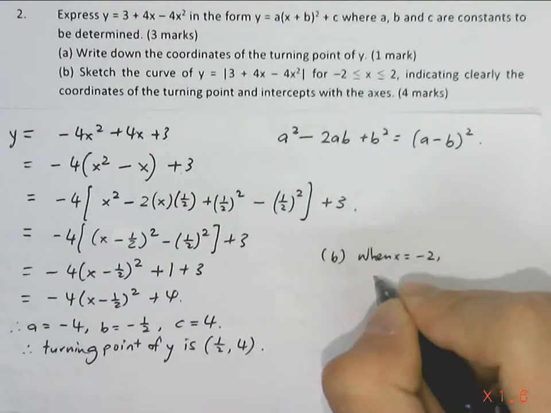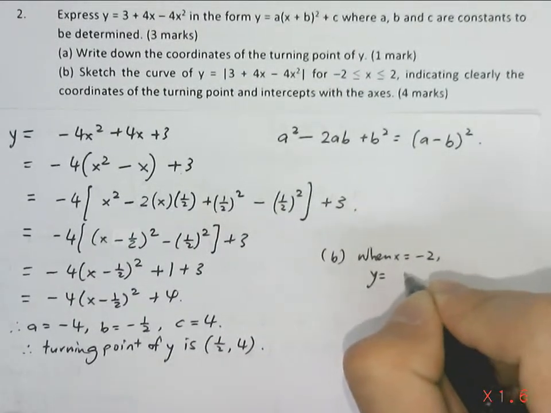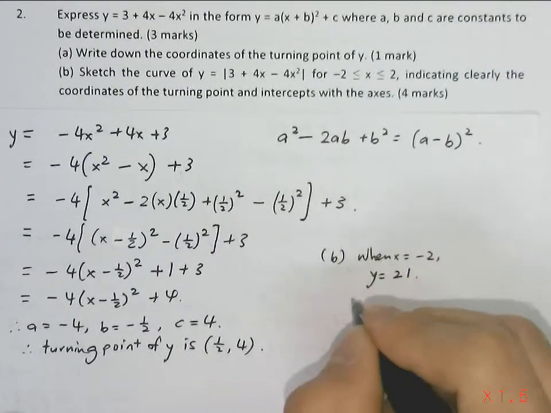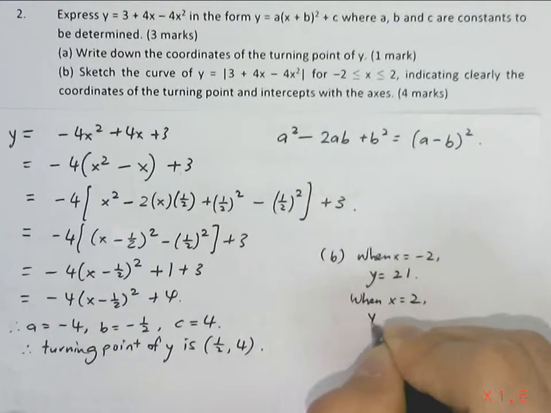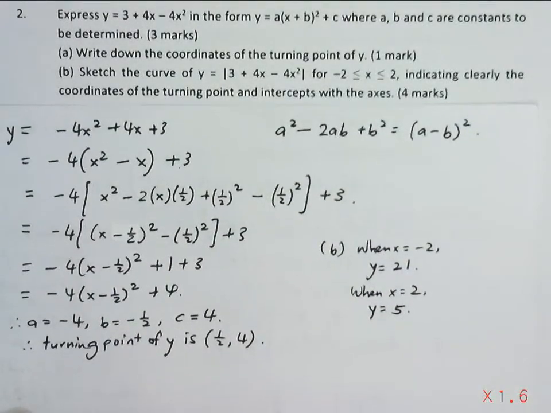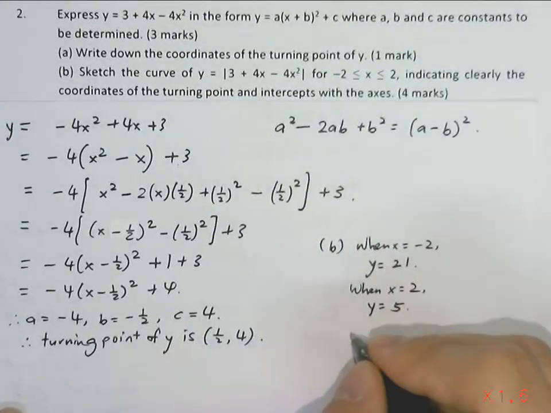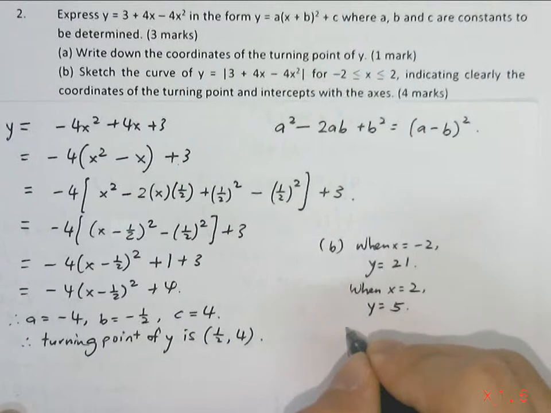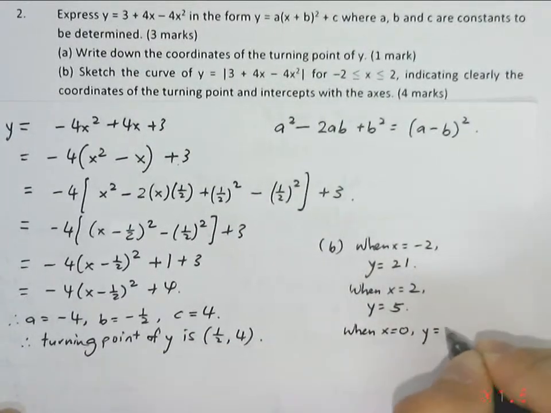We will be able to find the value of y, just substitute inside, and this will give us a y value of 21. Similarly, find the upper limit. That gives us a value of 5. Next, we can find the y-intercept simply by substituting x equals 0. So that will give us 3.